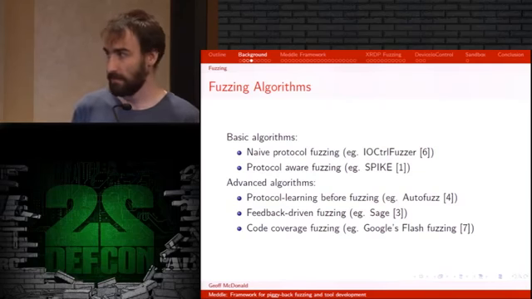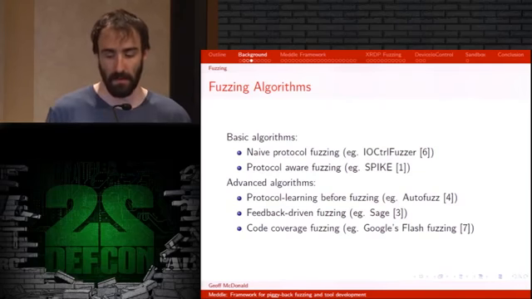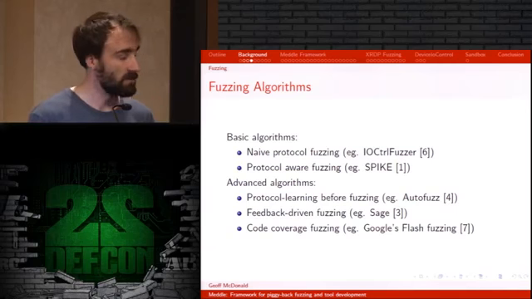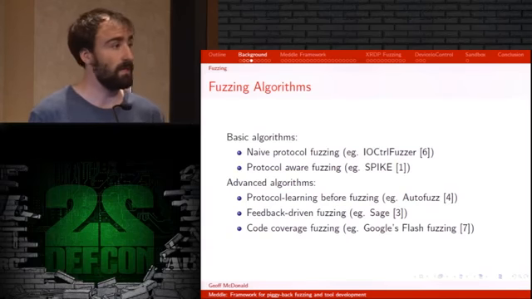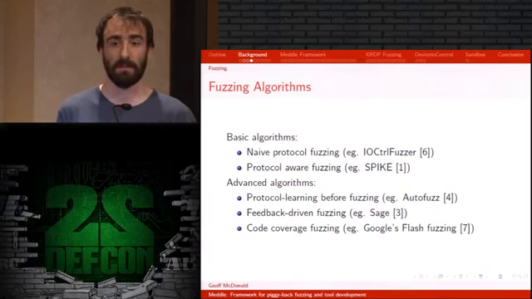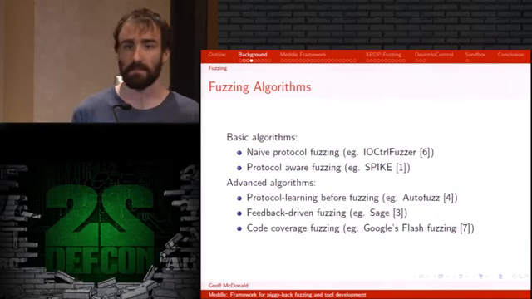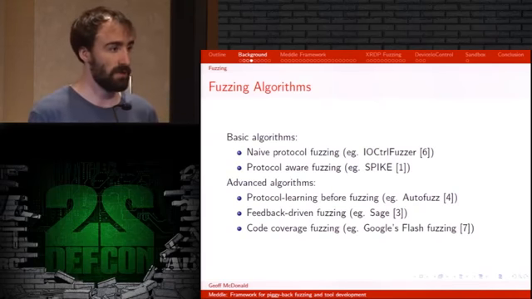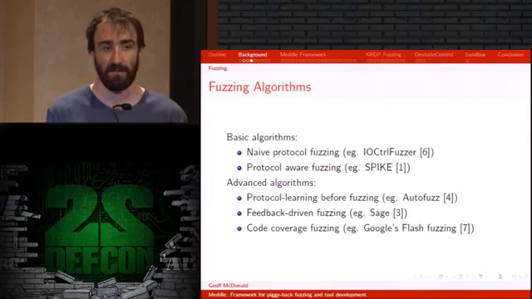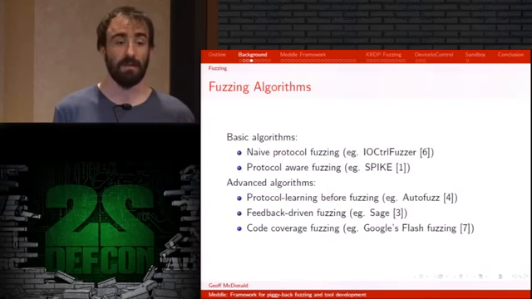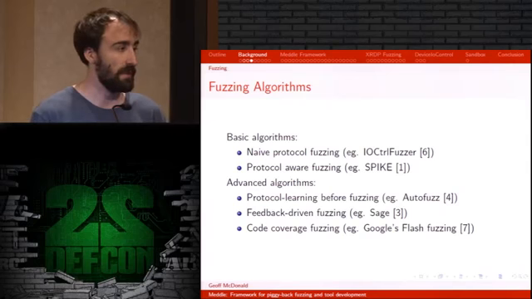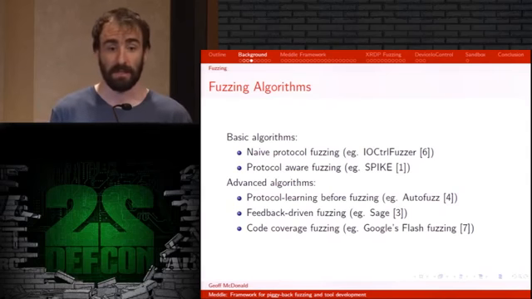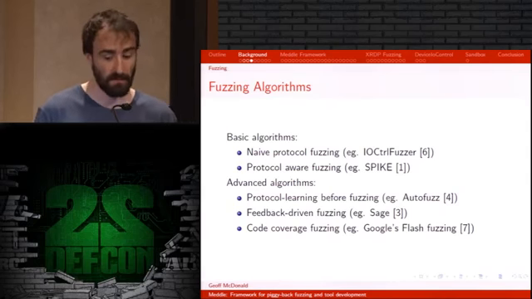Feedback driven fuzzing is a really interesting approach used by quite a few people, and it's used by Sage, for example. You basically do runtime tracing of the application that you're fuzzing, control the fuzzed input, and see how it influences the execution of the application. Then you can drive certain branches and conditions to be taken to explore deeper, non-accessible code. So that's a really cool approach.